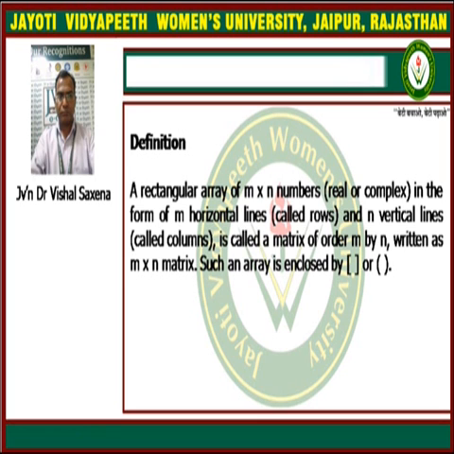a rectangular array of m into n numbers. These numbers may be real or complex in the form of m horizontal lines, and these are called rows, and n vertical lines called columns, is called a matrix of order m by n, written as an m into n matrix. Such an array is enclosed by a bracket, and this is the definition of a matrix.